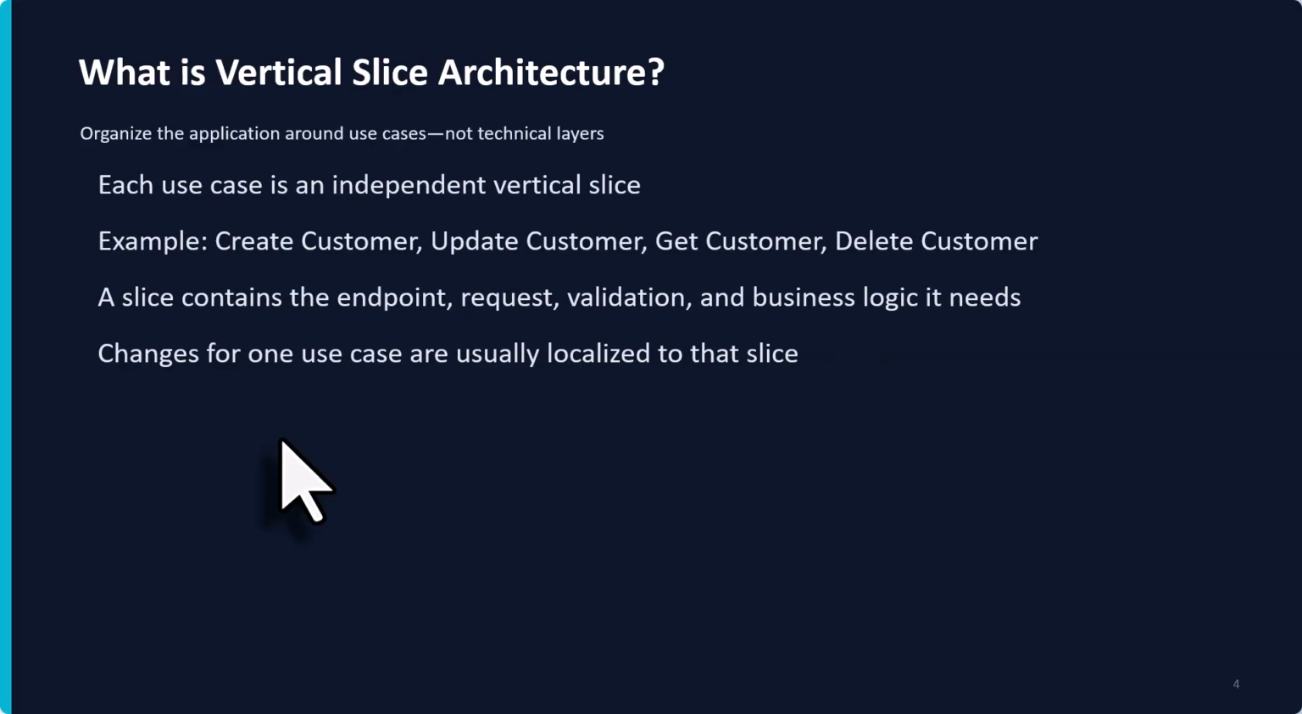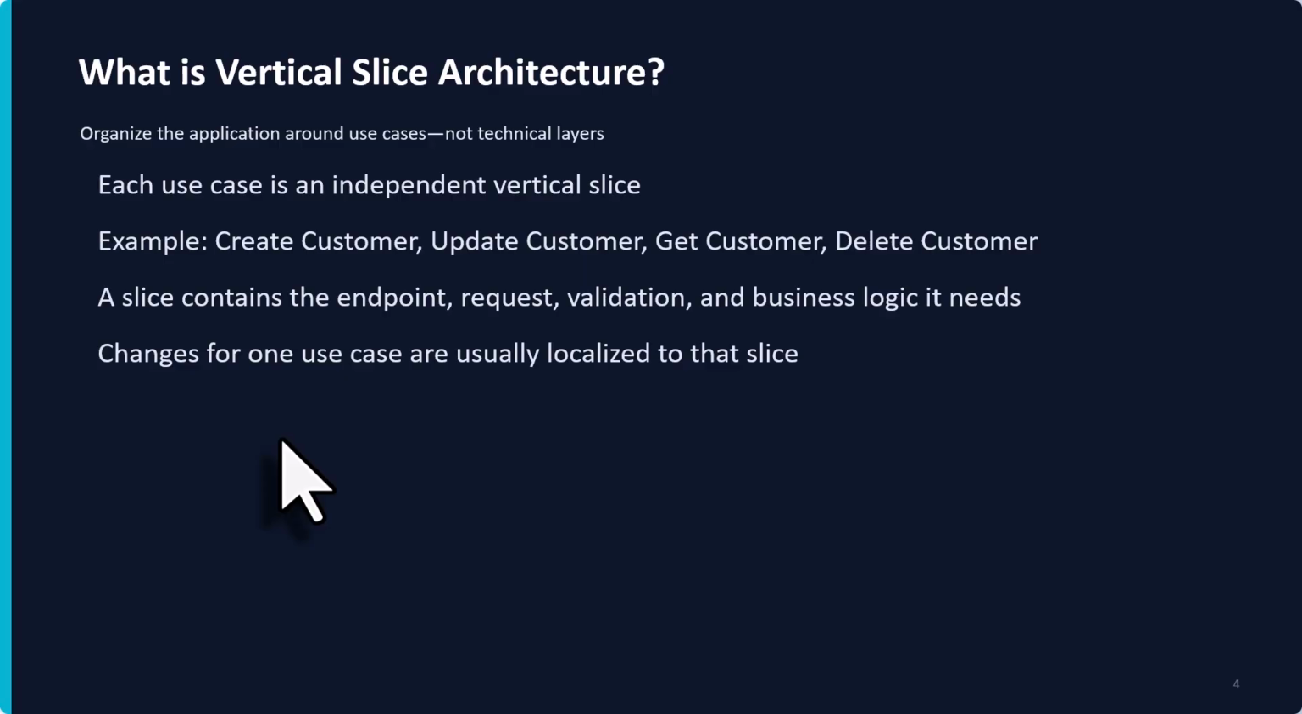What is vertical slice architecture? We just talked about traditional layered architecture. If you take the repository pattern, we have seen the advantages and disadvantages. Vertical slice architecture organizes the application around use cases, not technical layers. This is the key statement: organize the application around use cases.